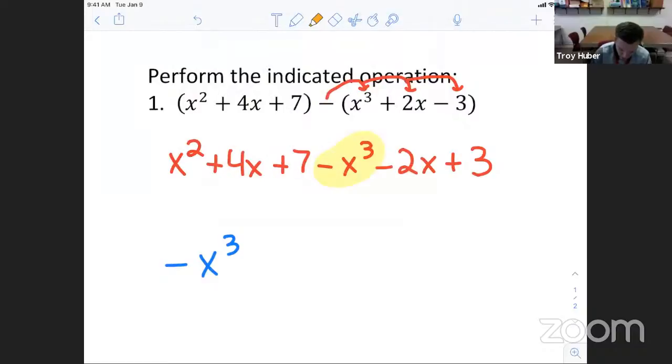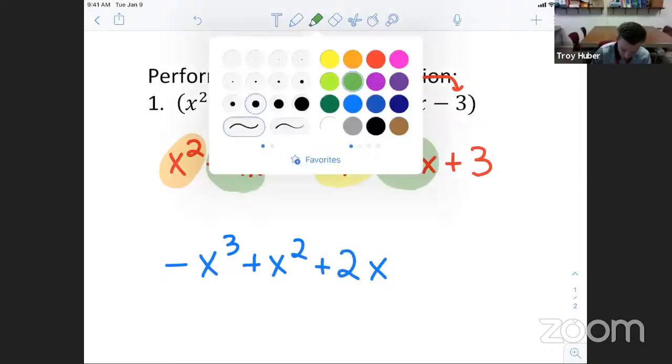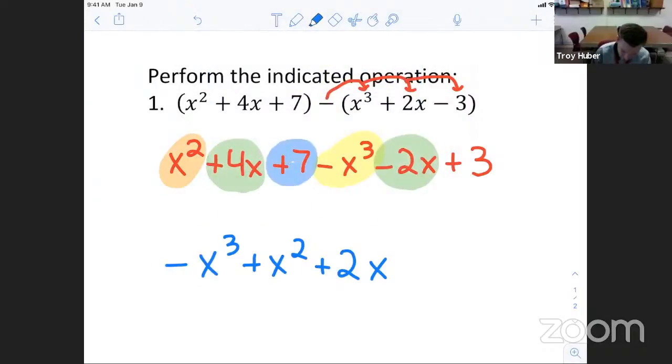Next I'll look for any x squared. No other x squared, so I'm just going to write plus x squared. Then we'll look for any x's. I have a positive 4x here and a negative 2x here, so that would be a positive 2x. And last but not least, our constants. We have a positive 7 and a positive 3, which would add together to 10.